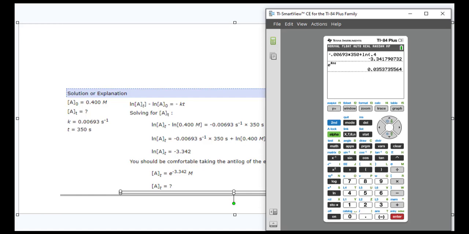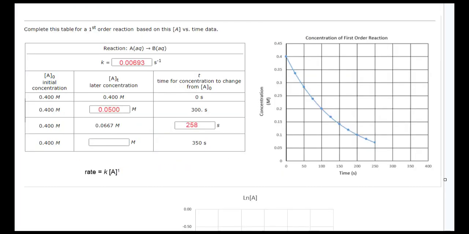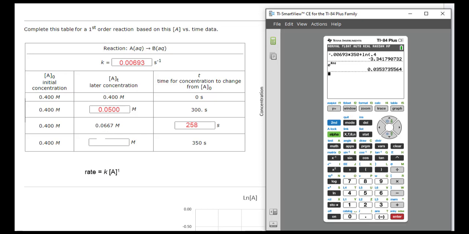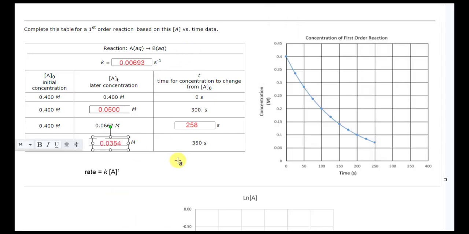We can put that into our last box on the table. Here's our table. And I'll get my calculator up to make sure I get the right value, 0.0354 molar. And we'd expect it to be right about there. Yep, that's going to look real good on the graph. It makes sense. This is an answer that makes sense. It's probably the most difficult type of calculation you would have on the first order rate law problems.